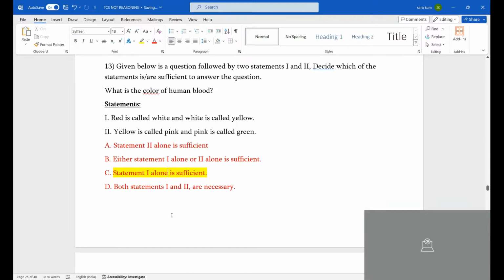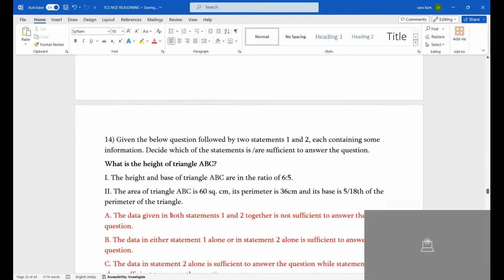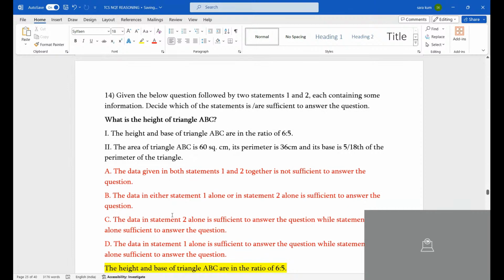Right. So the next one is this one. Again, a data sufficiency question. Please try to answer this.